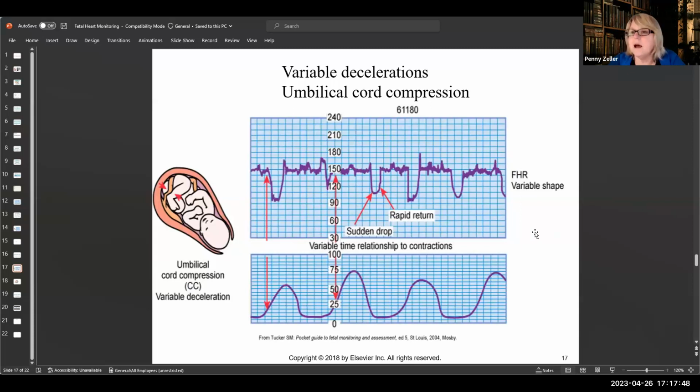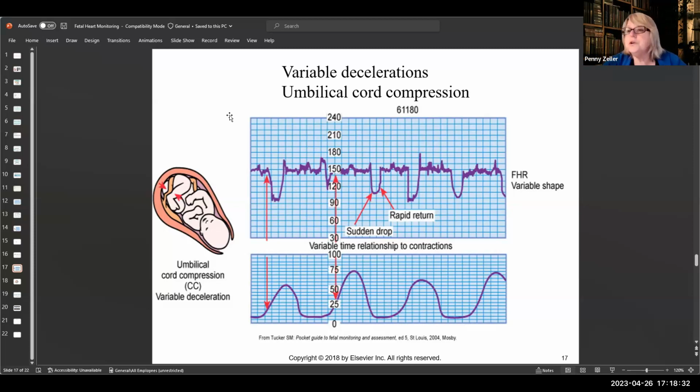Another bad sign is what we call variable decelerations. These have nothing to do with the contractions, okay? The reason the baby's heart drops with this is because the cord is being pinched. The umbilical cord is where the blood travels from the placenta to the baby. So something is pinching it or pressed against it, not allowing blood flow to the fetus. And what we see are very sharp decelerations in the shape of a V. It just drops and then it's released. Okay, so this is a variable deceleration.